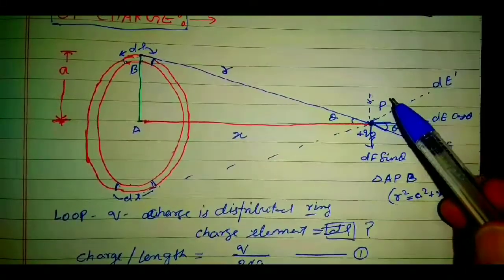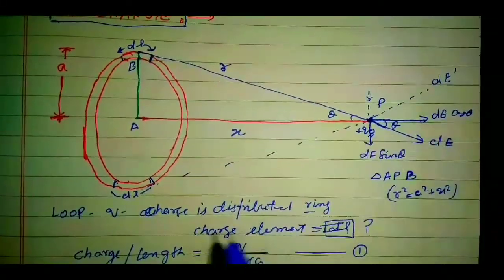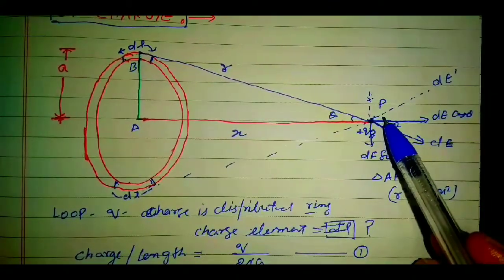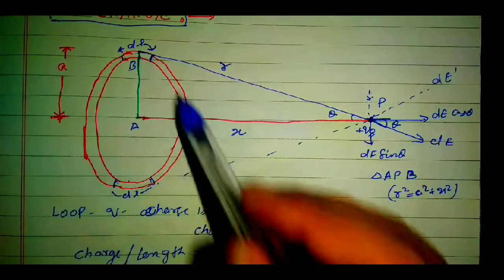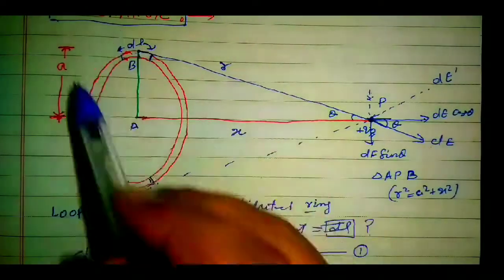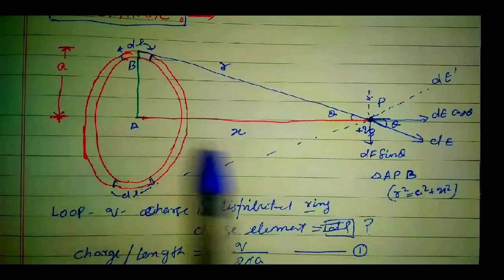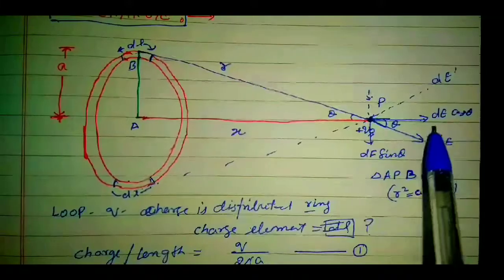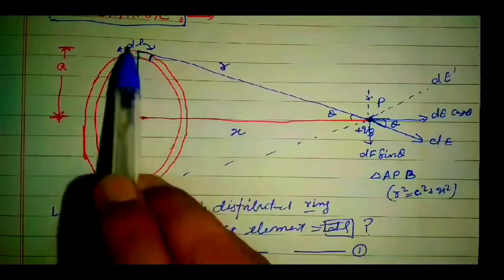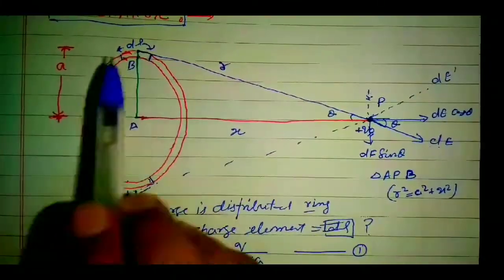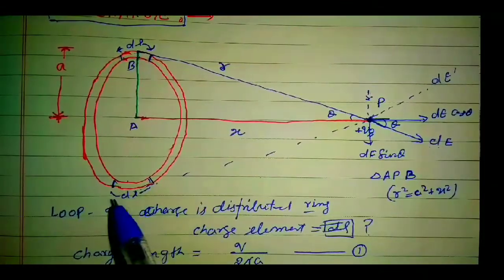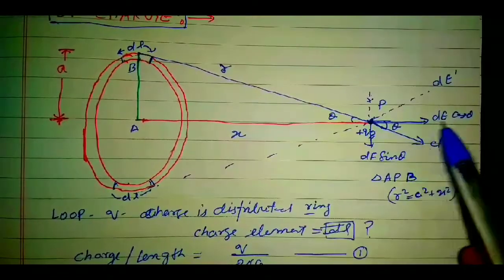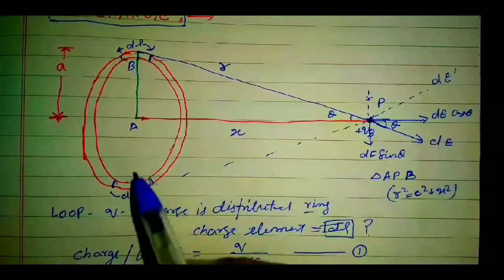See the physics, everybody, very carefully. Here in the diagram, my plan is to calculate the net electric field intensity at point P due to a charge loop, not a current loop, charge loop. We have calculated the electric field intensity dE due to dl only, charge dl only. But at the same time it has two components, a horizontal component and a vertical component.